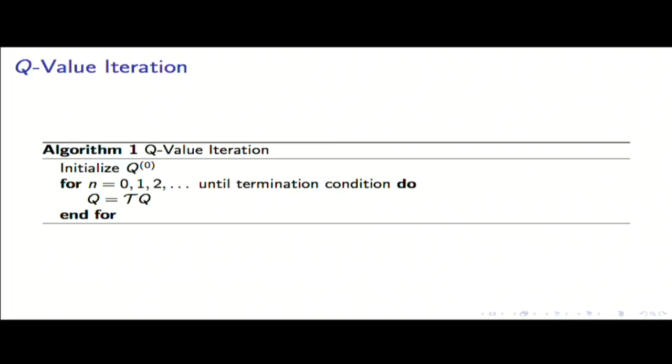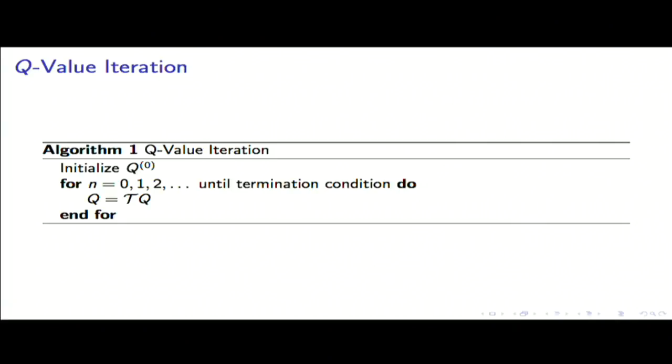Usually, in practice, you wouldn't necessarily want to implement the algorithm this way, because it would require storing more numbers, since you have to store a Q function with all s times a values, as opposed to the state value function with just s values. But these are essentially the same algorithms we looked at two classes ago.